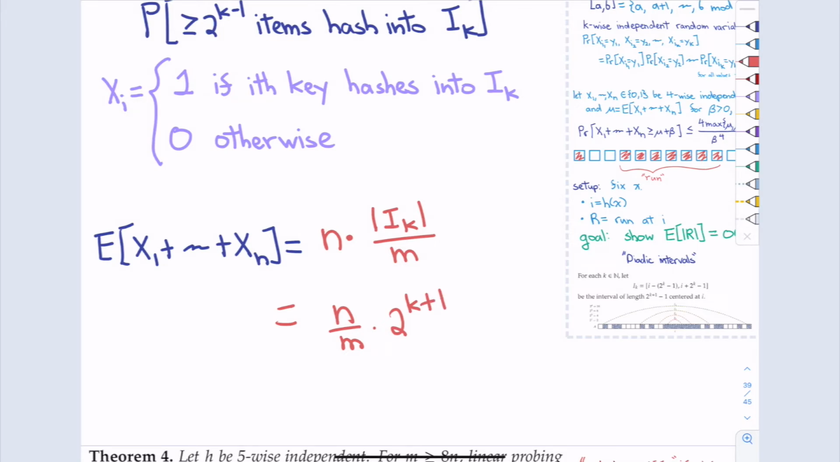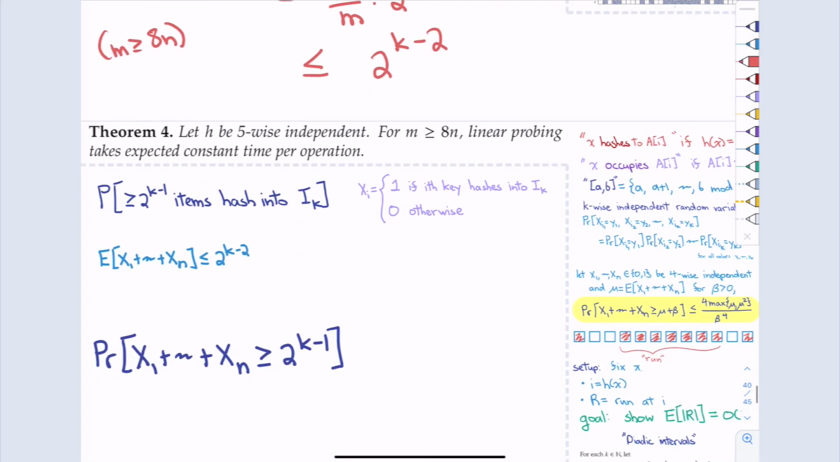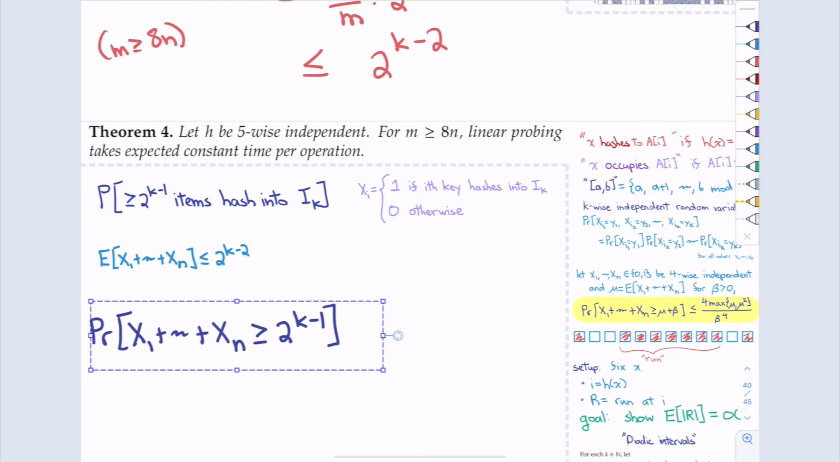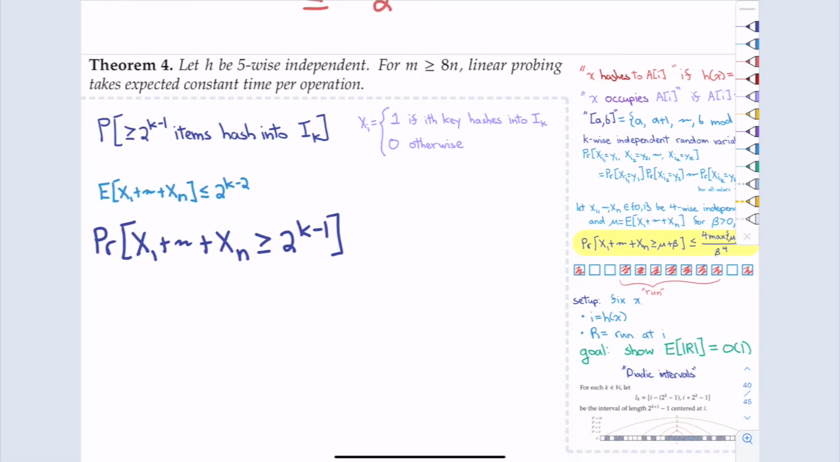Okay, so that's how many we expect to fall into I sub k plus 1. And we had set m to be 8 times n, or at least 8 times n. So at most 2 to the k minus 2, say. Right? Okay, so fine, we have that. The expected number of items that hash into I sub k is at most 2 to the k minus 2. All right, now I want to analyze what are the odds that it's at least 2 to the k minus 1. What might I do?